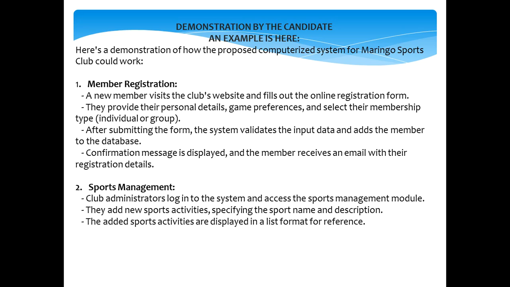So member registration. A new member visits the club website or the database and fills out the online registration form. They provide their personal details, game preferences, and select their membership type, individual or group. After submitting the form, the system validates the input data and adds the member to the database. A confirmation message is displayed, and the member receives an email with the registration details. Sport management. Club administrators log into the system and access the sports management module. They add new sport activities, specifying the sport name and description. The added sport activities are displayed in a list format for reference.